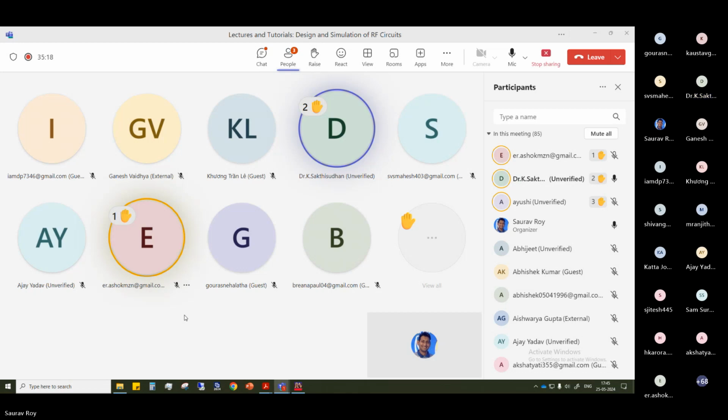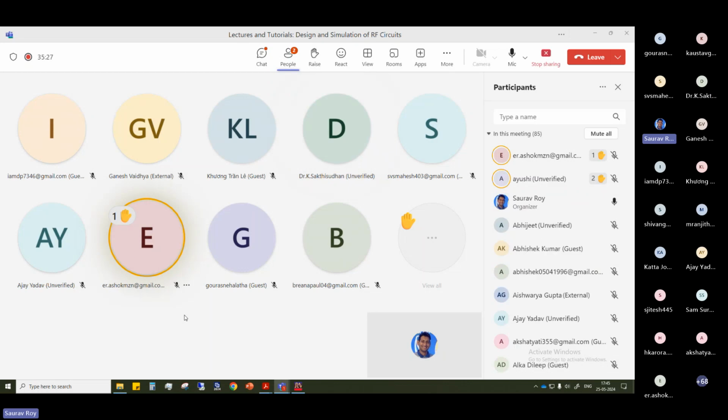Could you provide me AWR software? No, because right now I don't have access to any software. I have it for myself, so obviously I cannot provide it to you. You can look into Google. There might be free licenses or student licenses available. That you have to find out.